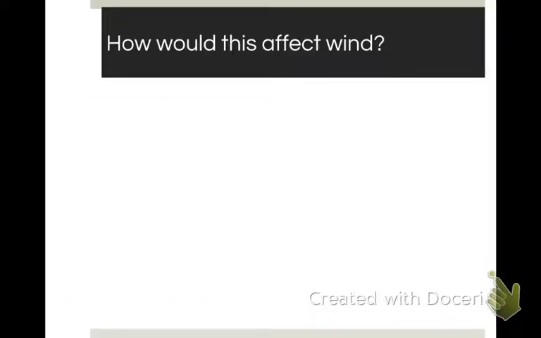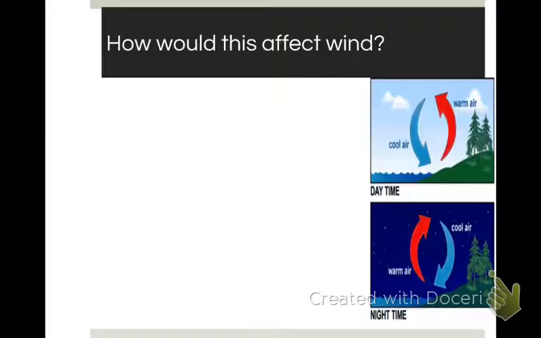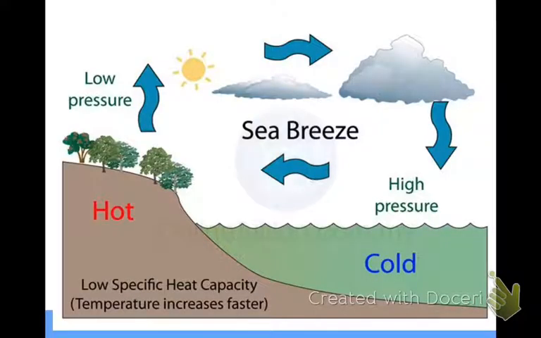So how would this affect wind? That's literally what we just looked at. We are going to create something called a land breeze and a sea breeze. So it affects wind because you have the warm air rising and the cool air moving in to take its place, and then that changes at nighttime. So that's what we're going to look at now. This is a sea breeze. Okay, it is during the day. I want everybody to draw this in their notes. As I'm explaining this, everyone should be drawing this, okay? Everyone needs to draw this.